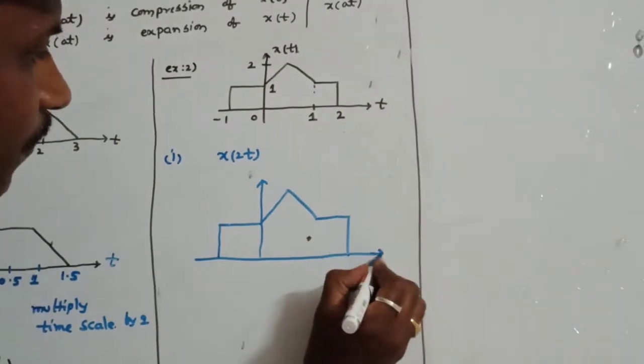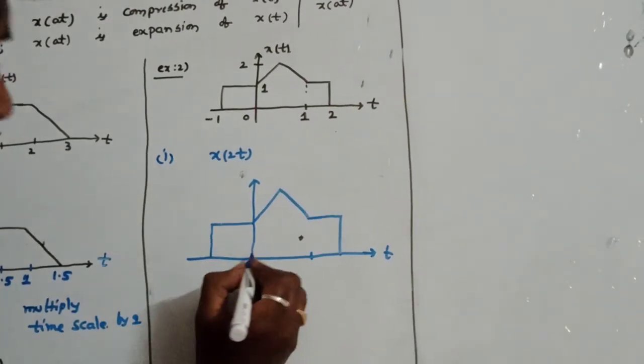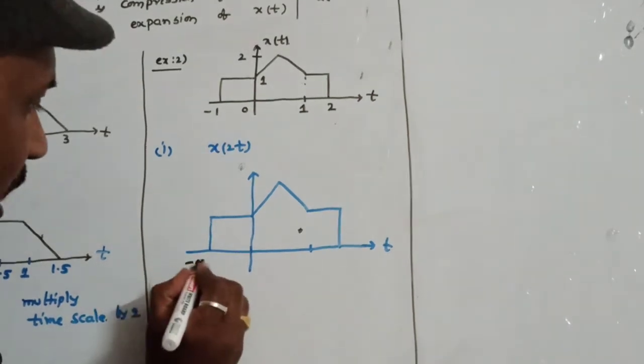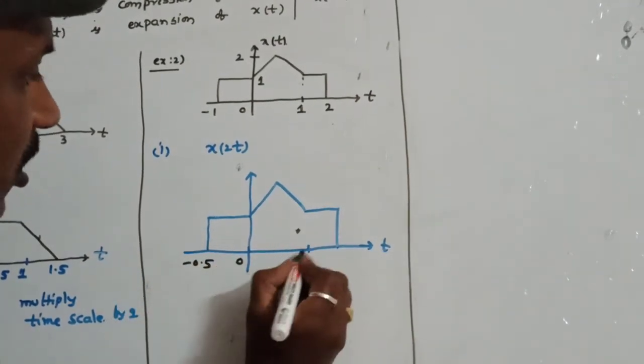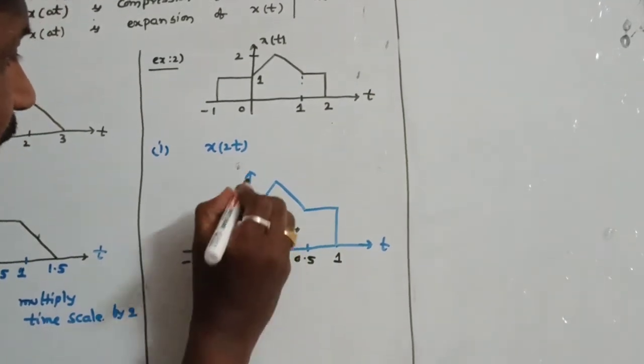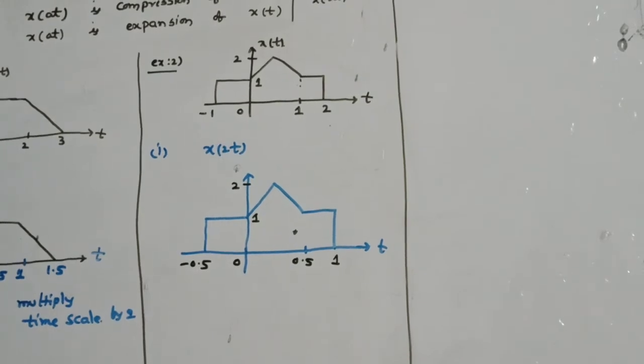So this is the original signal, and this is t. Now we have to divide the time scale by 2. So minus 1 by 2 is minus 0.5, this is 0, this is 1 by 2, 0.5, and 2 by 2 is 1. This amplitude is 1, this amplitude is 2. So this is the compression of x of t, that is x of 2t.